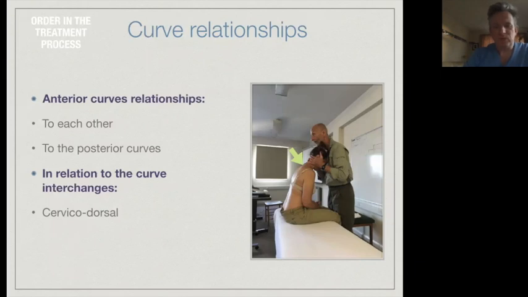So the cervical dorsal and the dorsal lumbar are very important areas in terms of the interchange of the curves. And when those areas are in trouble, then the curves either side of them struggle. And so we need to understand how to adjust those areas, how to relate to the patterns that are going through those areas in order to adjust curves around them.